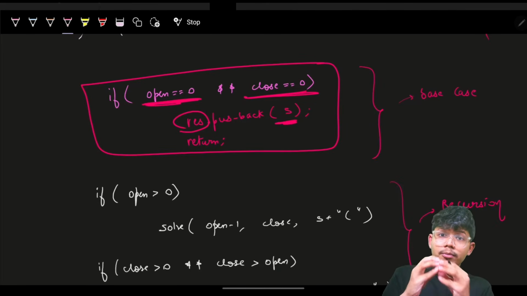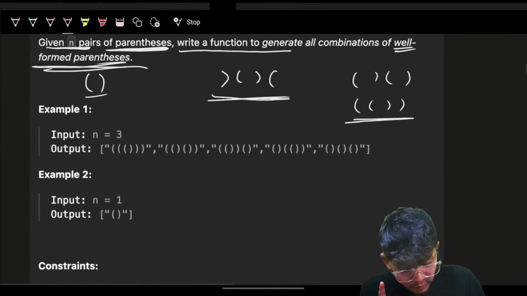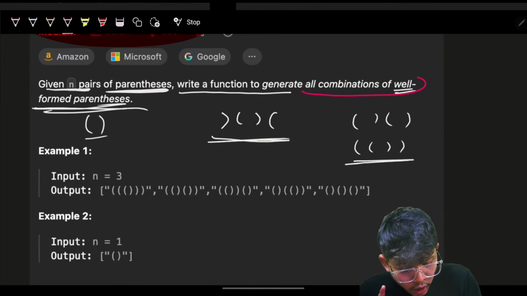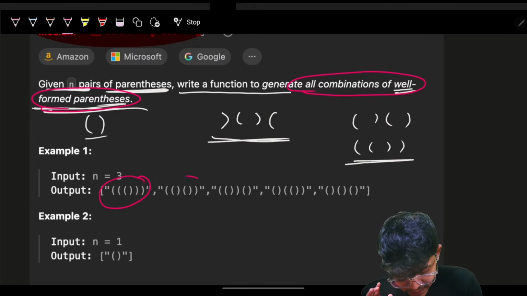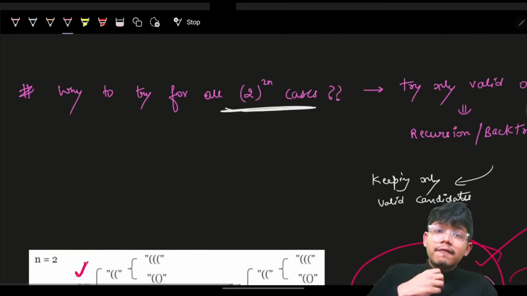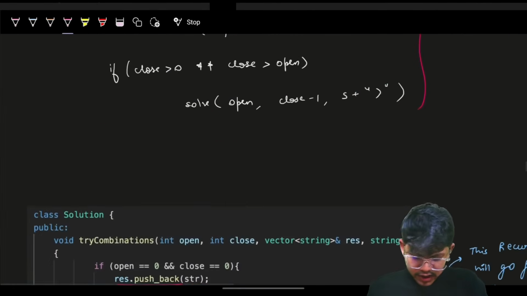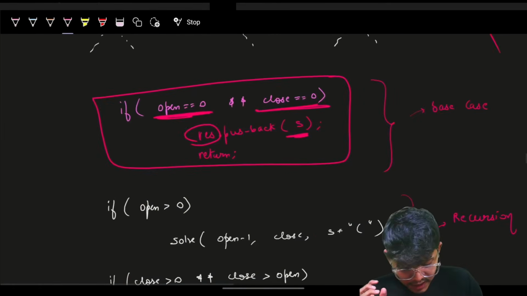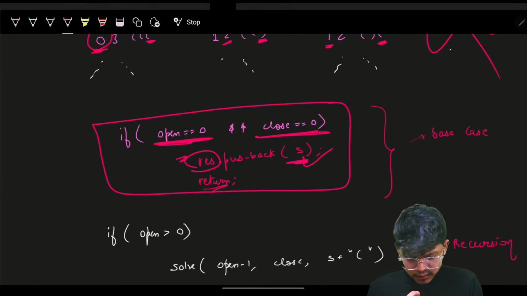Let's name the result, because you remember what our aim was: we have to generate all combinations of well-formed parentheses. All, as you can see, one this, and one this. So I have to form all valid parentheses. Ultimately, as soon as we have generated one, we can just push back that string into the final answer and simply return from there.